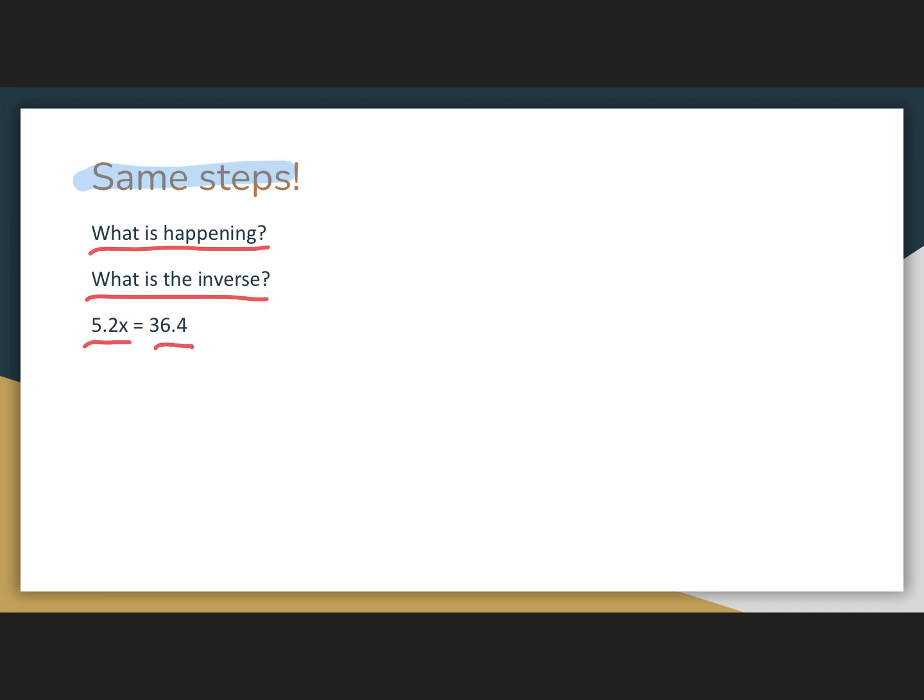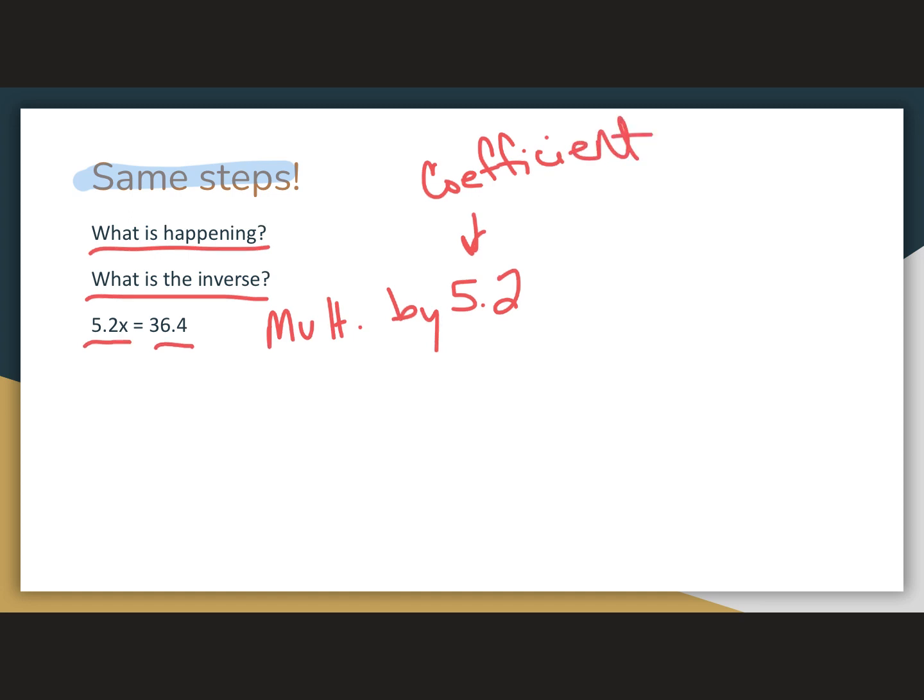So what's happening to my x is I am multiplying by 5.2. Remember, when I have a variable next to a number, that means the number is the coefficient. And that means we're multiplying. It means that we are multiplying. We just don't put anything in between it. So in order to solve this, we're going to have to do the opposite of multiplication, which is division. So we're going to have to divide by 5.2.